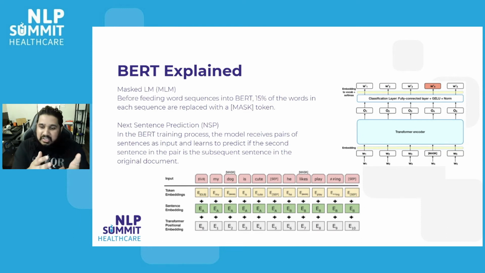Second, the output of the CLS token is transformed into a 2x1 shaped vector using a simple classification layer. And third, you calculate the probability of each next sequence with a softmax. So when training the BERT model, the masked language model and the next sentence prediction are trained together with the goal of minimizing the combined loss function of the two strategies.